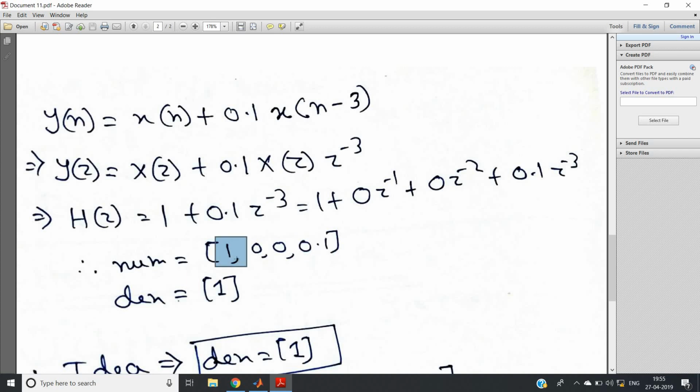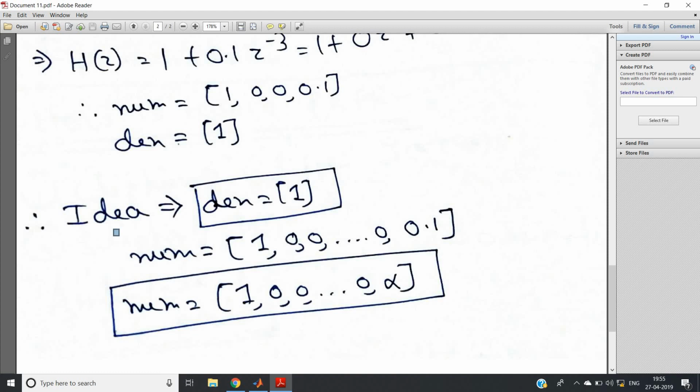First term is 1 only, but between 1 and alpha there are some zeros. Okay, and if there are more zeros, that indicates that the delay is more. If there are fewer zeros, that indicates the delay is less. So basically we can conclude that the numerator coefficients will be 1, then some zeros, then 0.1, right? Here 0.1, if you generalize, you will get alpha, right? So basically num will be equal to 1, then zeros, the length of the sequence of zeros depends on how much delay we want, and then alpha equal to your choice.